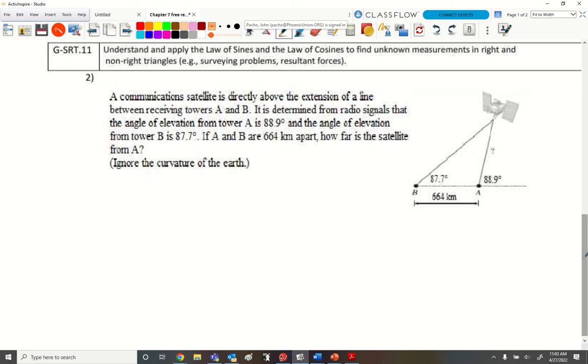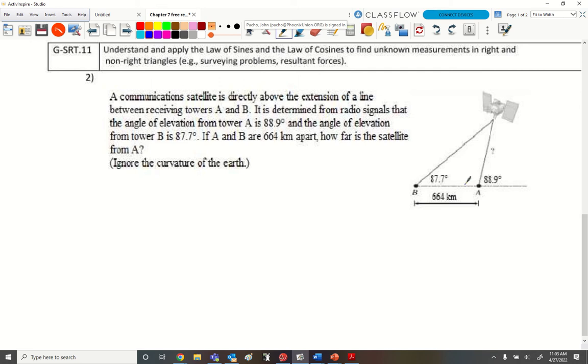And tower B, 87.7. So now, there's a slight issue. This is on the outside for A. That's on the outside of A. Oh, it's not like the angle. Yeah, that's not. So this is on the outside. That's why it's in the diagram here on the outside.